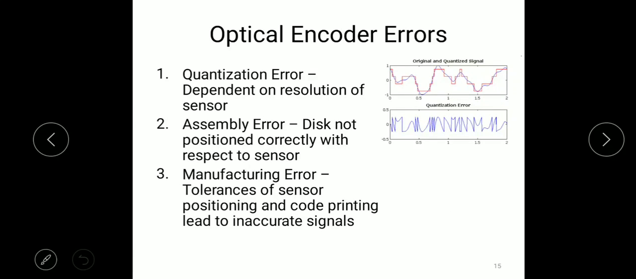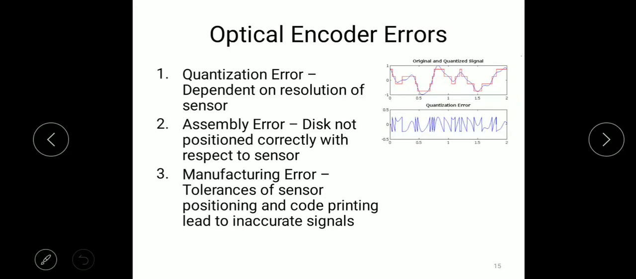Now consider the quantization error, which mainly depends upon the resolution of the sensor. It is very important to have a high resolution sensor, because based upon the resolution of the sensor, quantization will take place, in steps of 2 power 0, 2 power 1, 2 power 2, and so on.